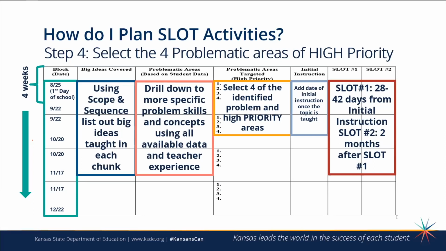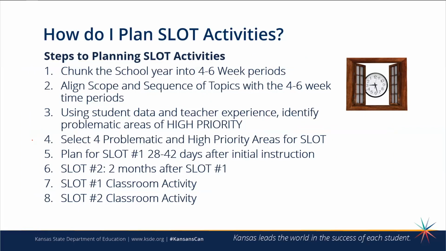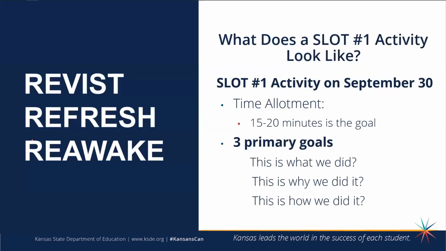All right, so that's taken us through the 5 steps, actually the 6 steps. So step 7 and step 8 are the classroom activity. Now I'm delineating slot 1 and slot 2 because they will look different in the classroom. So what does slot 1 look like? Well, you've got 3 R words that you need to remember for slot 1, which are revisit, refresh, and reawaken. That is the whole idea behind this.